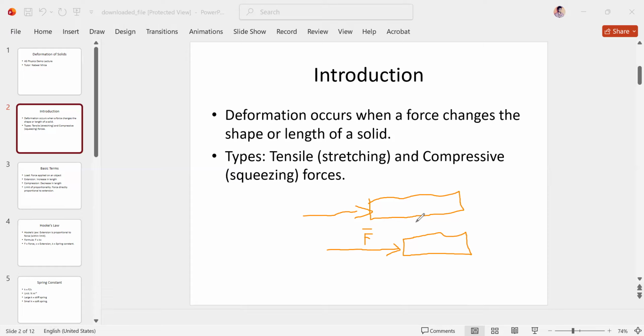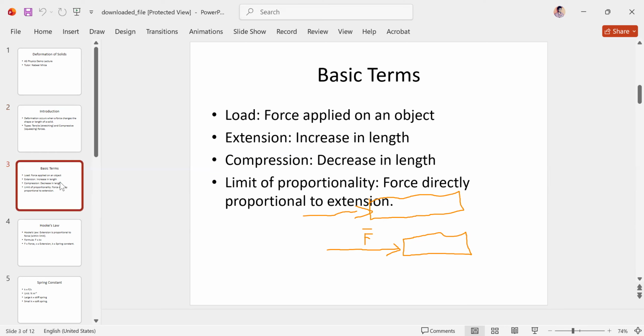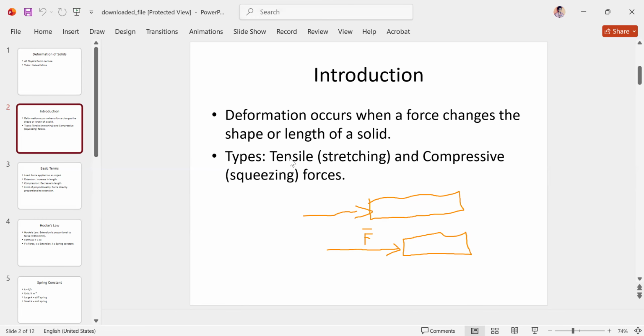And next, we will discuss deformation types. There are two types of deformation: tensile and compression. We will study in detail what tensile is. Tensile means that when we stretch any object, its length is increased.